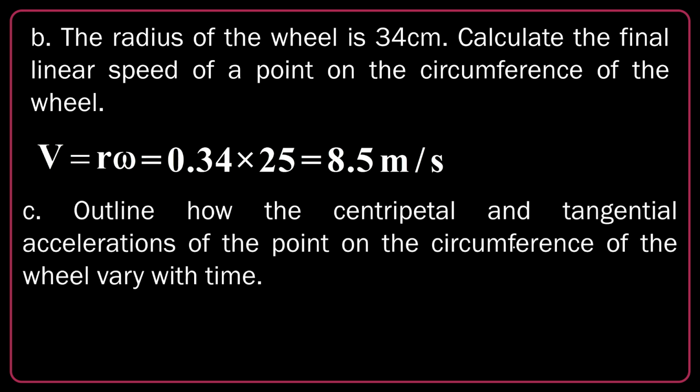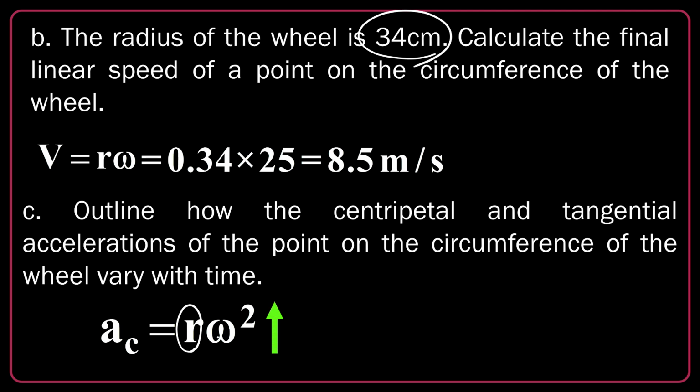Part C: outline how the centripetal and tangential accelerations of the point on the circumference of the wheel vary with time. First, centripetal acceleration. You know centripetal acceleration is r omega squared. We know the point is at a specific definite distance to the center, so the radius won't change. But omega is changing. Omega starts from rest and goes to a maximum value, whatever it is. So increasing omega will raise the right side, so centripetal acceleration for this point will increase.